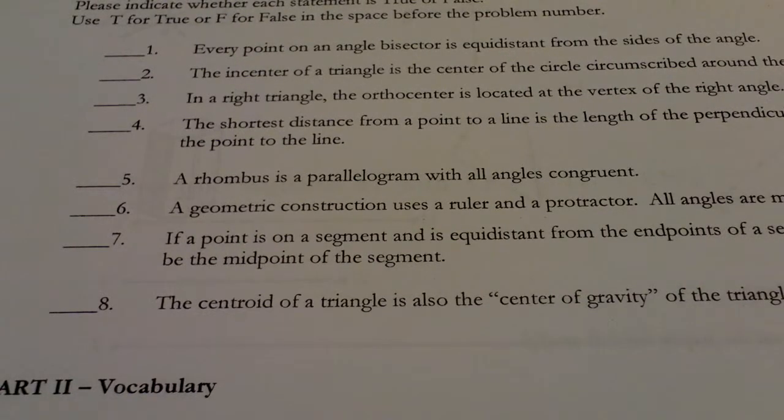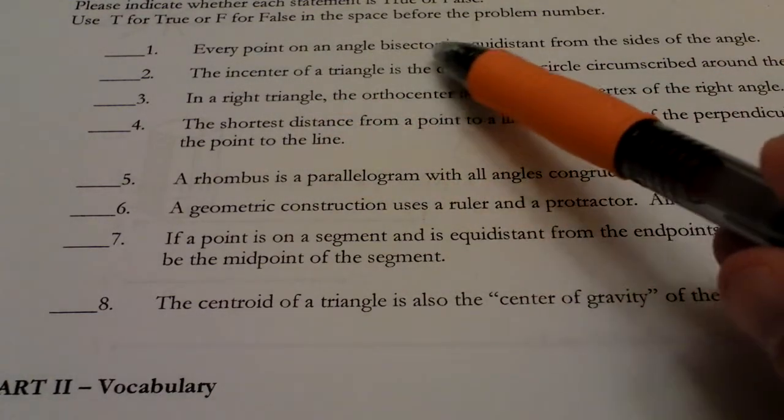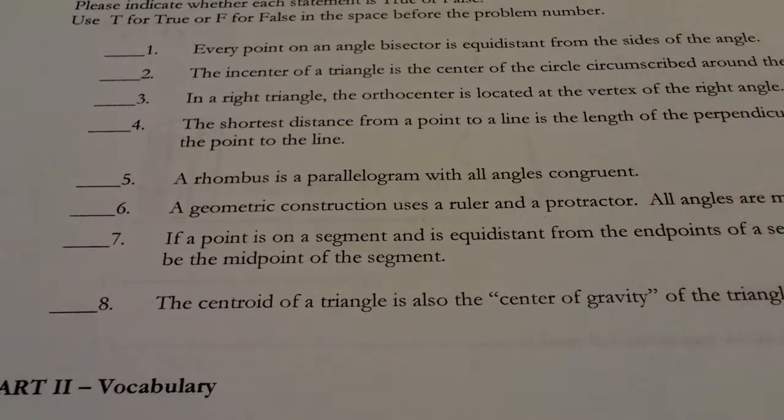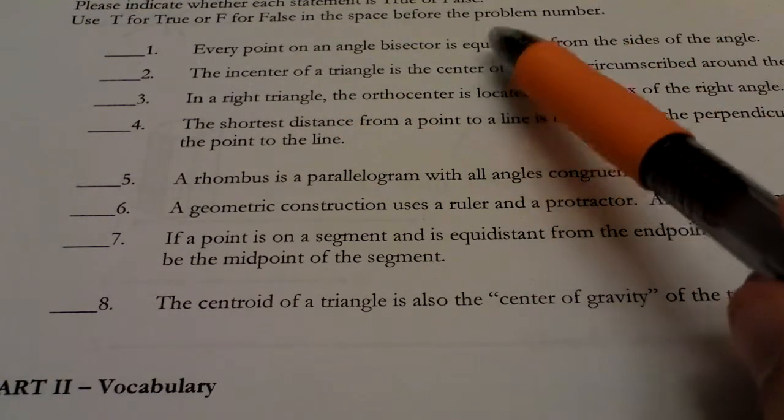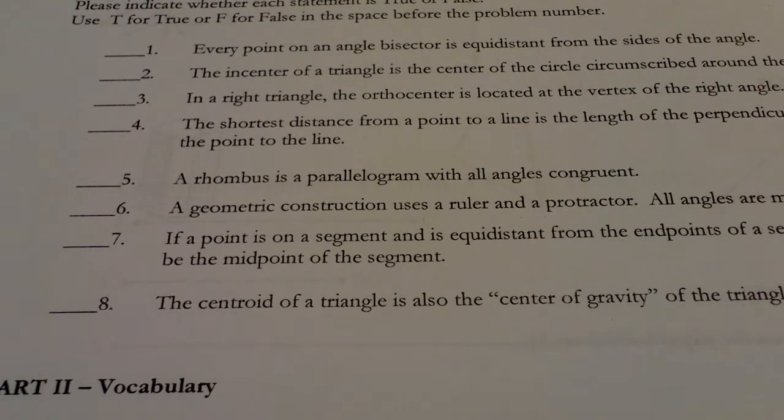Let's look at the true or false from this test. Number 1, every point on an angle bisector is equidistant from the sides of the angles. Equidistance, that means the same distance from each side. Let's look at an angle bisector.